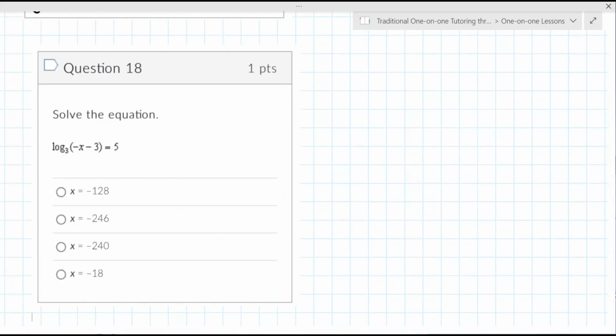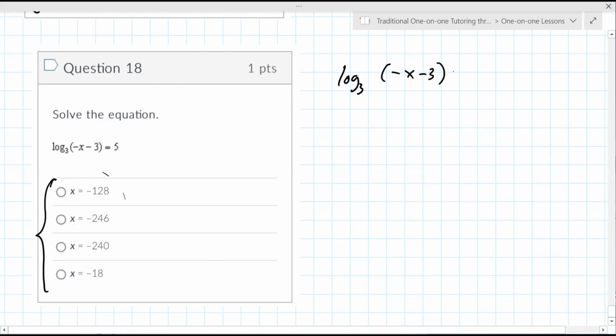Question 18, it says to solve the equation. And again, because they give you four answers, it's hard for me not to say, hey, just try them. But let me work this out for you so you can see what the steps are. We don't have enough time to do a deep dive into this today, but we can do the best. I get most of this.